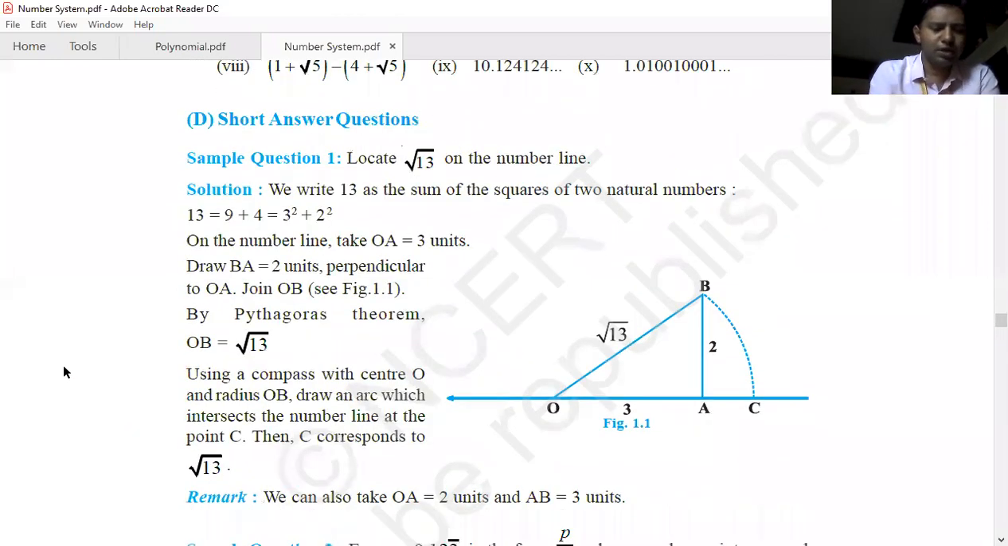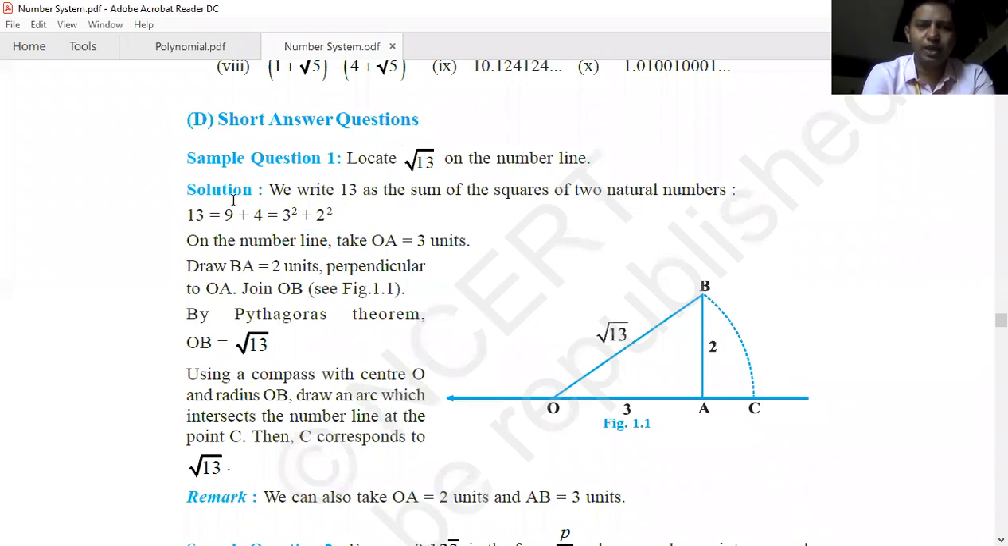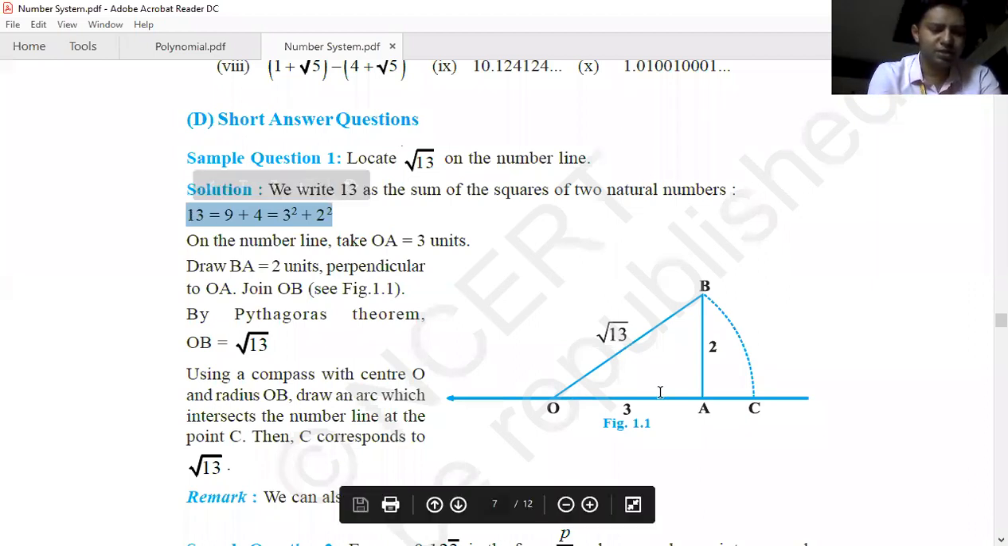If they ask root 13 to be represented on the number line, root 13 can be written as the sum of two perfect squares, 9 plus 4, where 9 is the perfect square of 3 and 4 is the perfect square of 2. So we take a right angle triangle whose base is 3 units and perpendicular is 2 units. The hypotenuse will give you root 13.